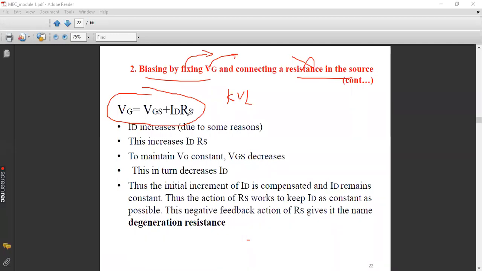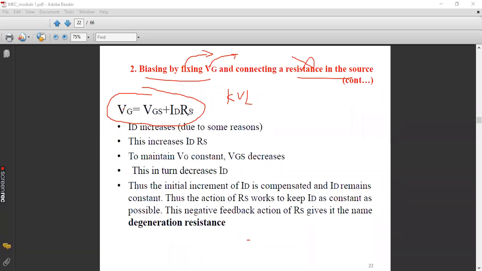Now, how this technique is going to fix your Q point in a desirable region, I'm going to explain now. You have to listen to that. It is very, very important. Please listen. Afterwards, you can write. So the objective is how this technique is going to establish or fix your Q point in the saturation region itself. We are not allowing the Q point to shift from saturation to triode.